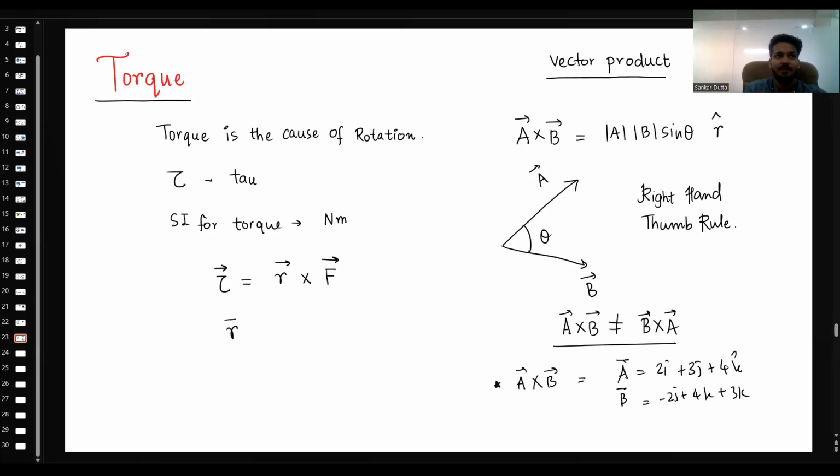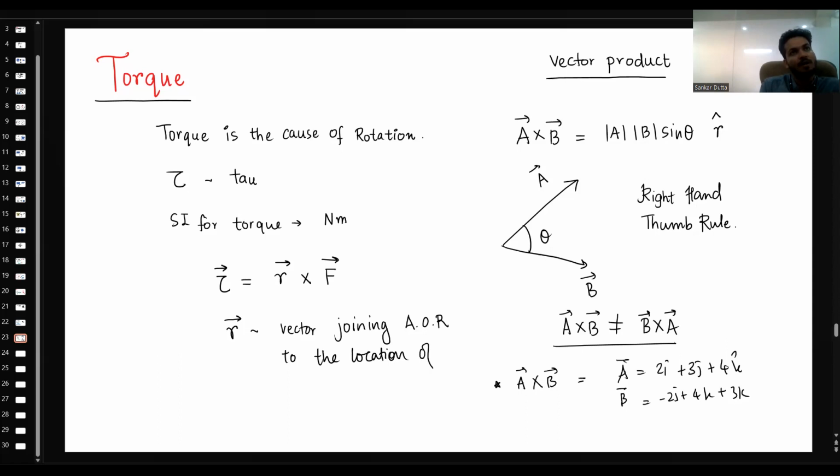But what exactly is R though? Anybody knows what R is? So distance of the particle from the axis of rotation. Okay, so it's not the distance of the particle per se. If you have a continuous body, then how will you define R? Right? So it's the vector joining the axis of rotation to the location of applied force. That is the R vector, guys. Okay. And what is the F vector? Obviously force. It's force. Okay.